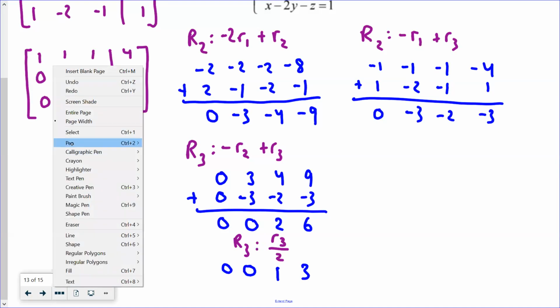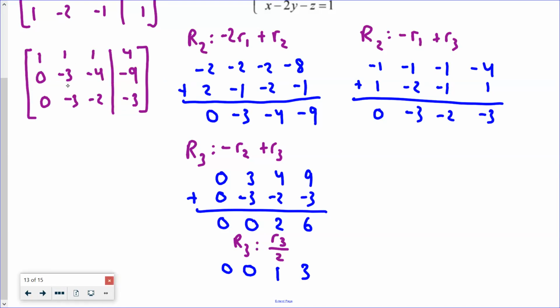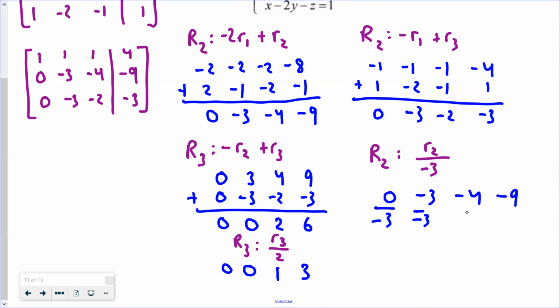Now, what I'm also going to do is I need that this middle -3 to become a 1. So I'm going to get a new row 2. I'm going to take our original row 2 and divide it by -3. And yeah, that means we're going to have fractions. I'm sorry. Because if I take all of these numbers, 0, -3, -4, -9, I'm going to divide all of those by -3. Let's do this in blue, sorry. I'm trying to keep with the color scheme here.